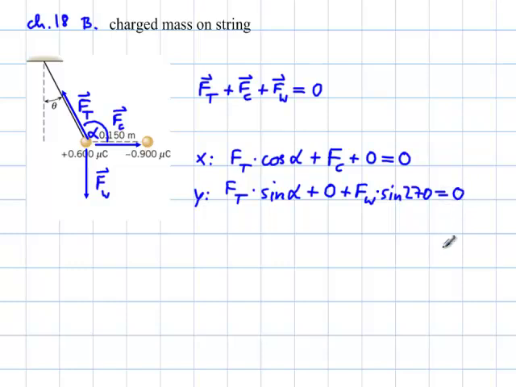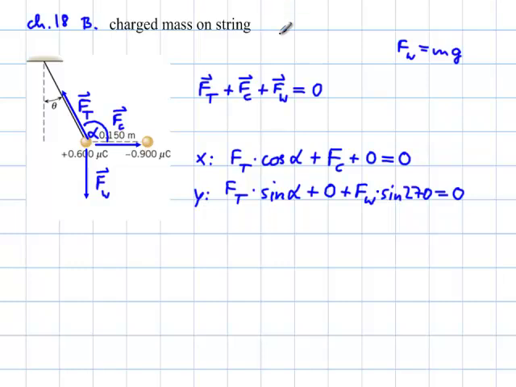That is again a 0 because nothing is happening. And of course Fw is written as mass times gravity, mg. There we go. Both of these are positive numbers; the negative number comes from this sine 270 degrees.